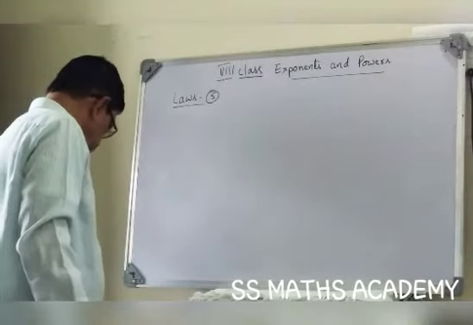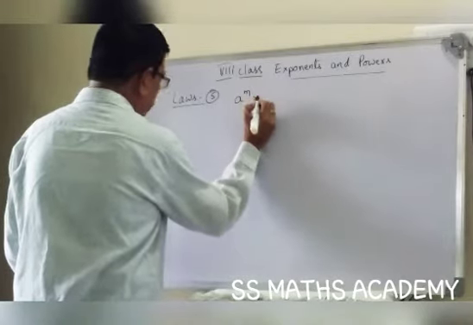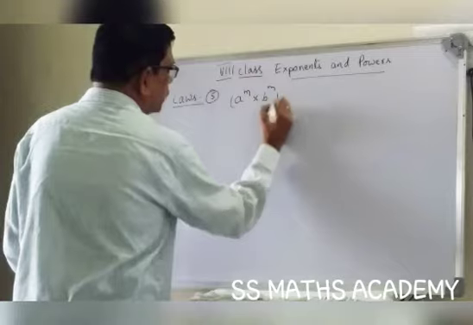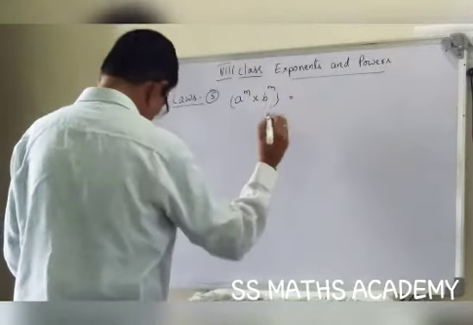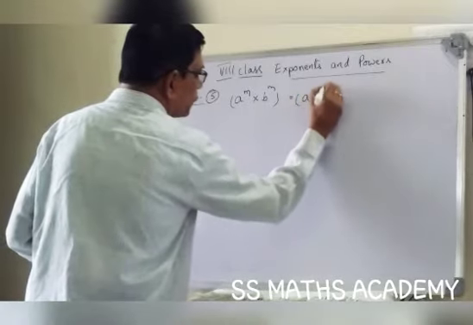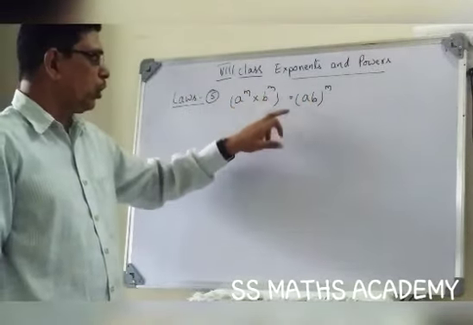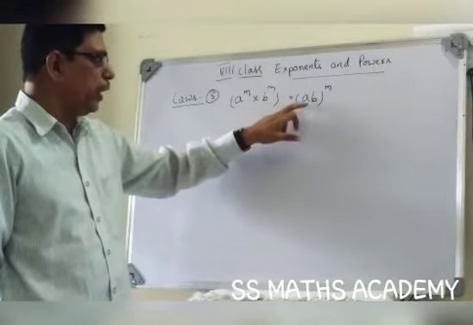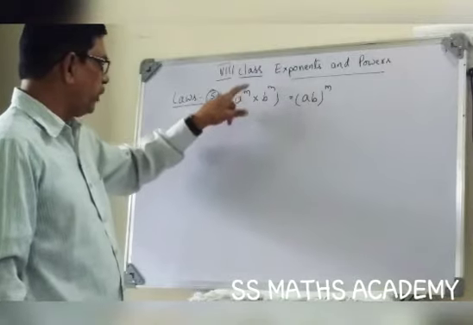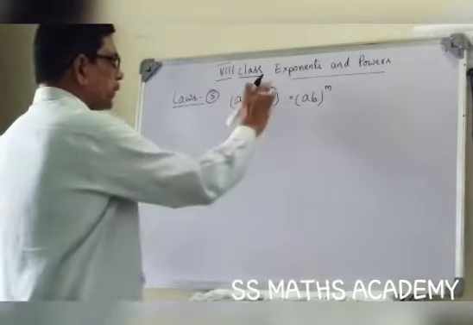Next we see one more law, that is a to the power of m into b to the power of m. So this is equal to ab to the power of m. A to the power of m into b to the power of m is equal to what? ab to the power of m. Here the base is a, power is m, and here the base is b, power is m.